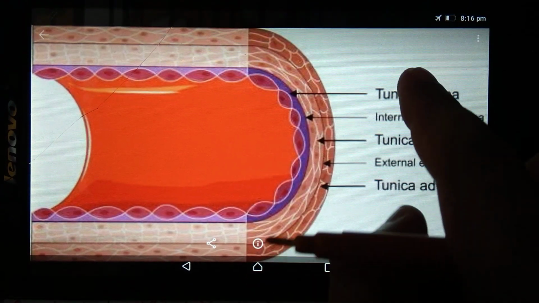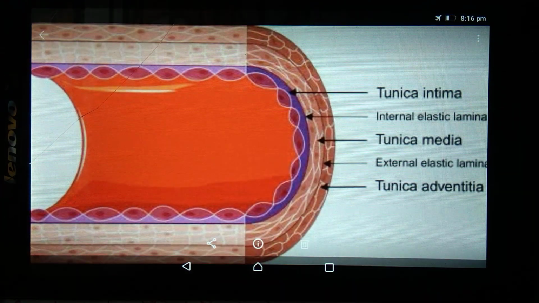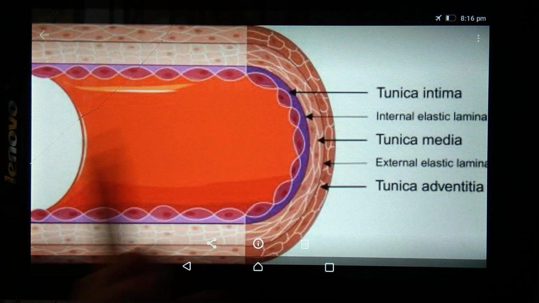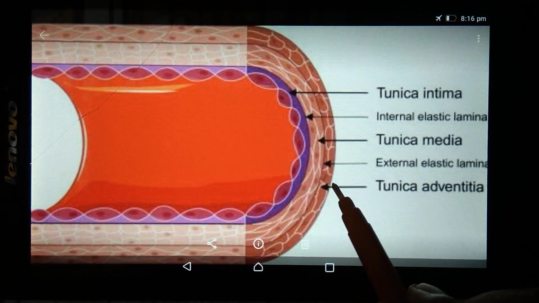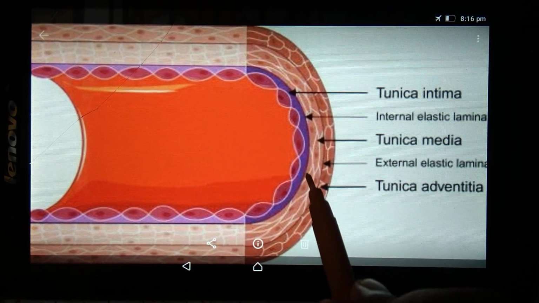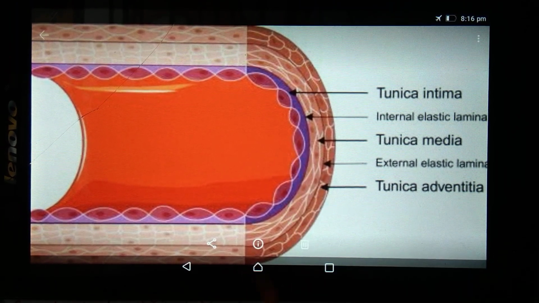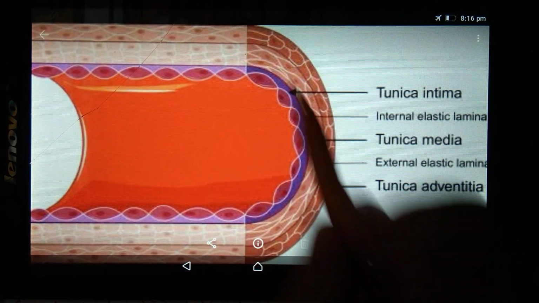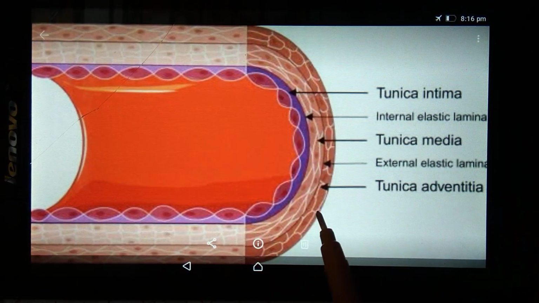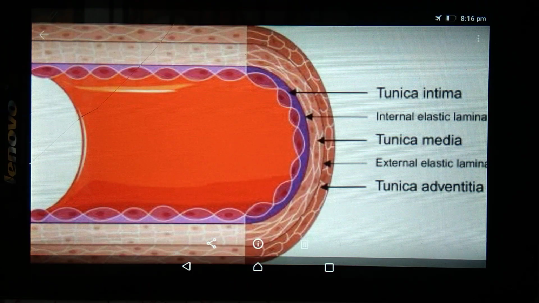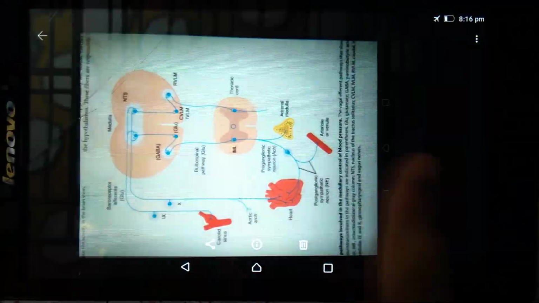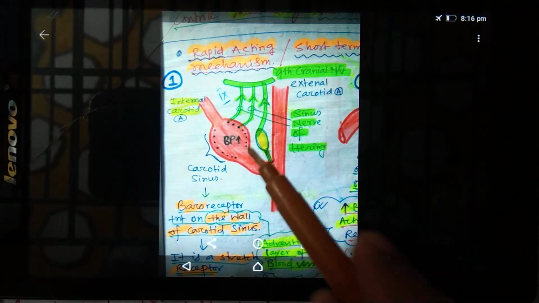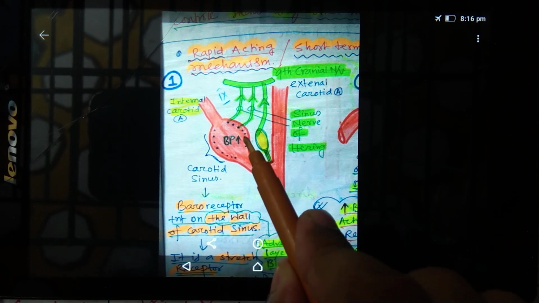Look, this is a schematic representation of an artery in cross section. This is the outermost tunica adventitia, below it the tunica media, and below that the tunica intima. In the tunica adventitia layer of this arterial wall, our baroreceptors are located. So baroreceptors are located in the tunica adventitia layer of the carotid sinus, and they are sensitive to stretch.